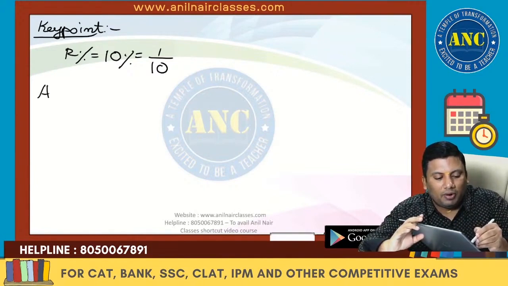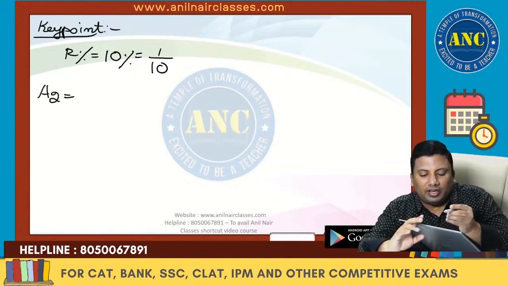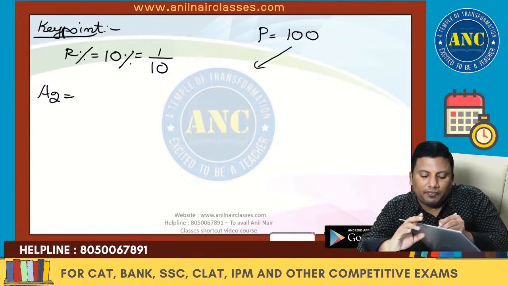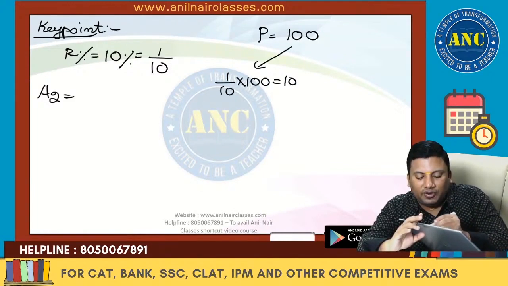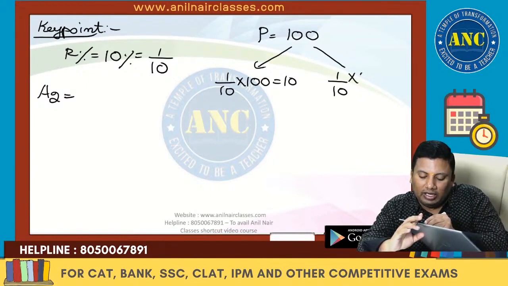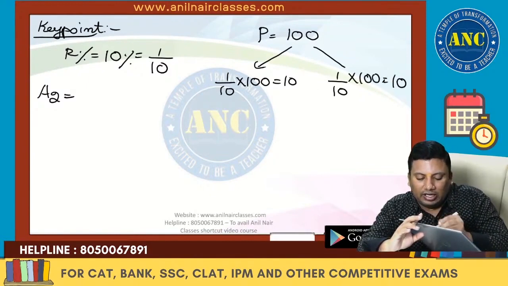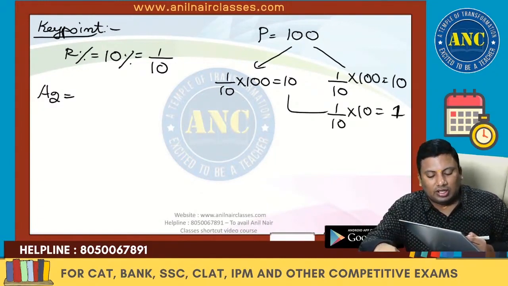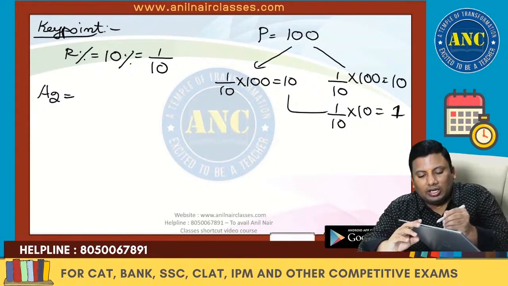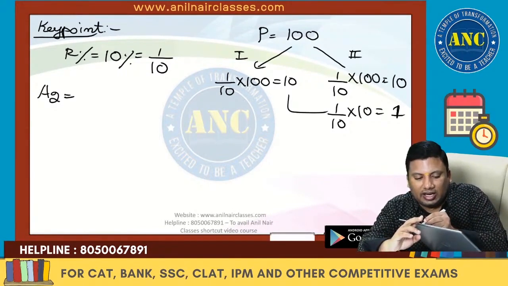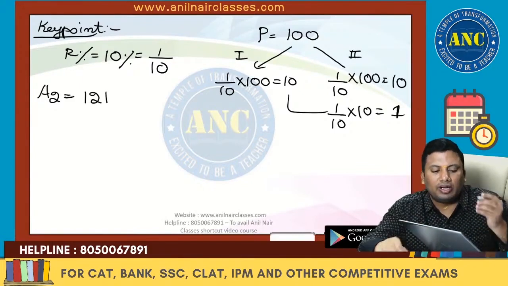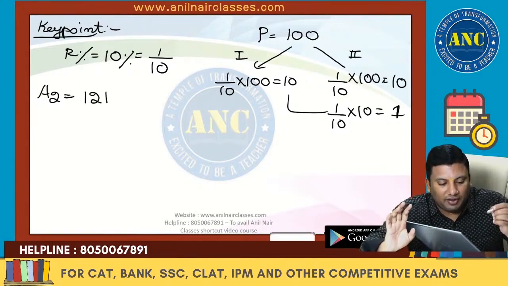If I take amount after 2 years, principal will become 10 square, which is 100. First year, 1 by 10 of 100, which is nothing but 10. Second year, 1 by 10 of 10, which is nothing but 1. Amount after 2 years is nothing but 121. Listen carefully, sir.